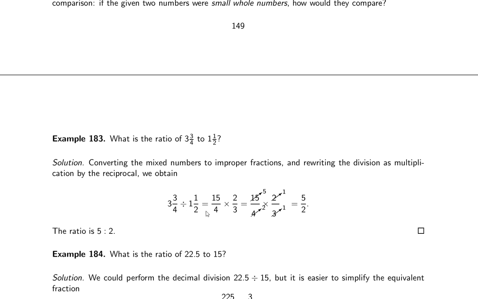Keep, change, flip. To divide by 3 over 2, that's the same as multiplying by 2 over 3. And you get 30 over 12. Cancel 6's, that's 5 over 2. Or better here to pre-cancel: cancel 2's, cancel 3's. So dividing these two mixed numbers, we end up with a fraction of 5 over 2. And that's what we're looking for, the ratio. So the ratio is 5 to 2.